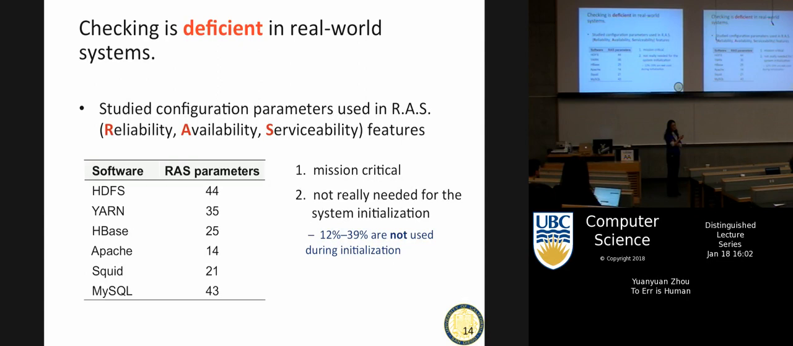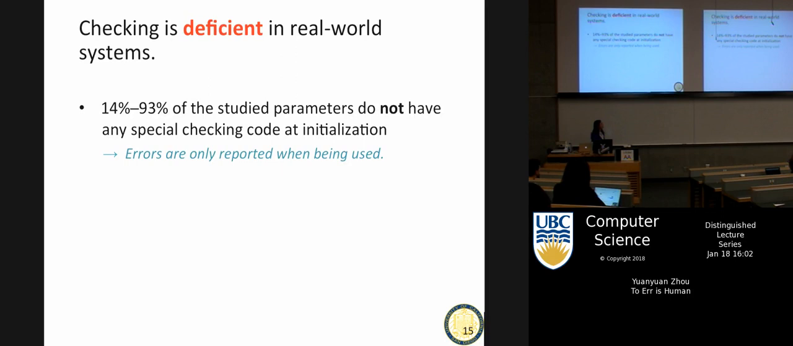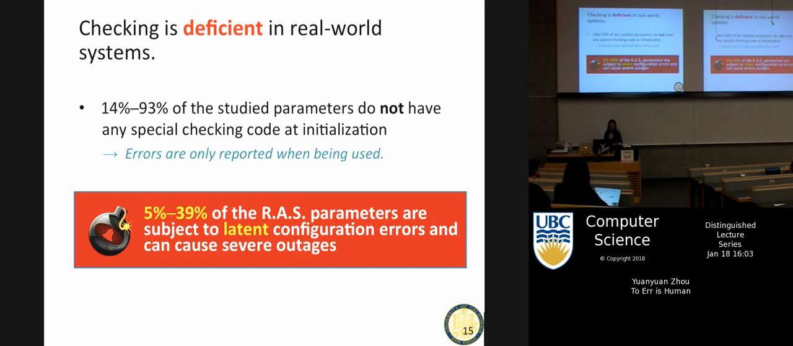Even without all this checking at the initialization phase, they can become latent and also very severe, because if something happens, you don't know how to handle fault tolerance, you cannot know how to do the failover mechanism. We found that 14 to 93% of the parameters do not have any special checking code at initialization, and errors are only reported when they're being used. As a result, 4.5 to 39% of those parameters can be subject to latent configuration errors, and it can cause severe outages, okay?